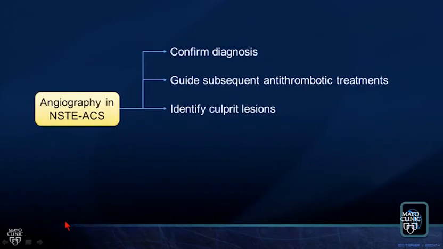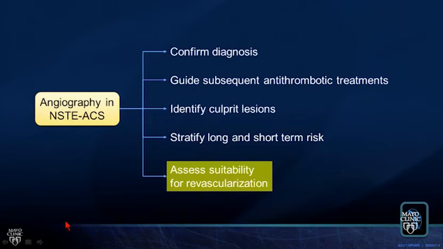Now, we've learned that in STEMI, less than 1% of our presenters will be rushed to CABG. So really, we're thinking about PCI versus CABG in our patient presenting with non-ST segment elevation ACS. And the role for angiography is to confirm the diagnosis, guide subsequent antithrombotic treatments, identify culprit lesions, stratify long and short-term risk, and most importantly, to assess the suitability for revascularization. And this will determine the choice between PCI, CABG, or medical therapy.